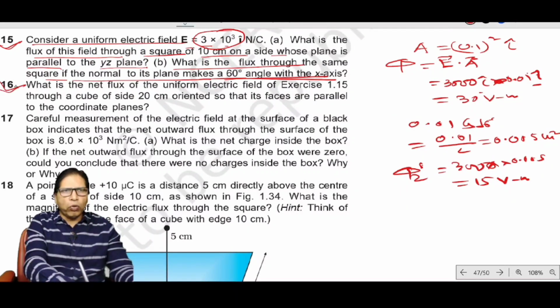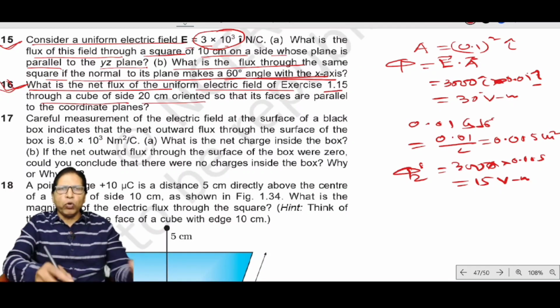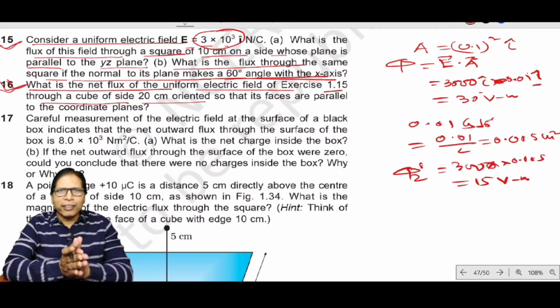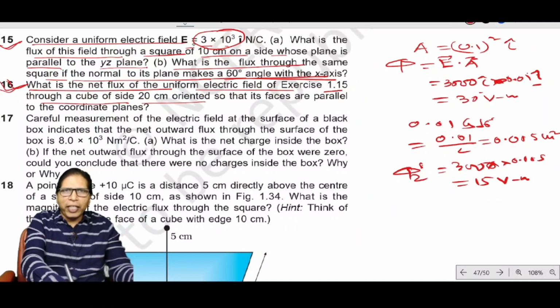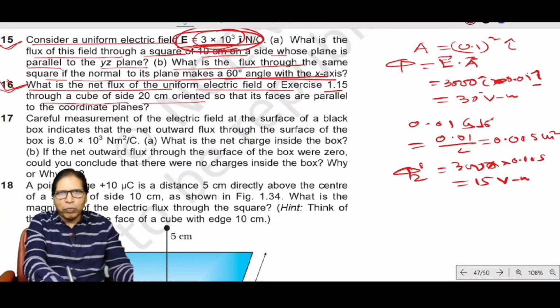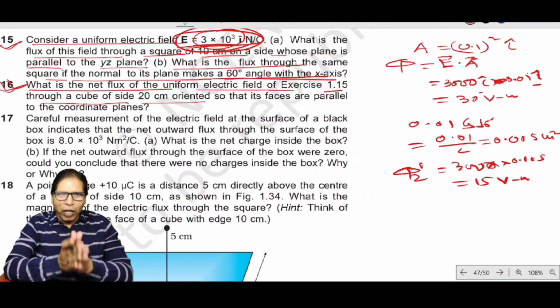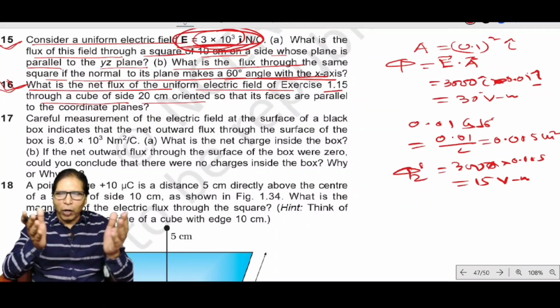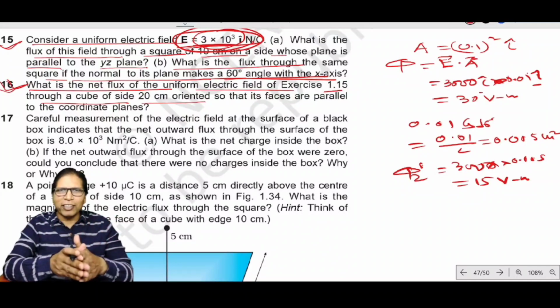Now look at question number 1.16. What is the net flux of the uniform electric field from exercise 1.15 through a cube of side 20 centimeter? As the field is uniform, the inward flux in the cube is equal to the outward flux. So the net flux in the cube is 0.